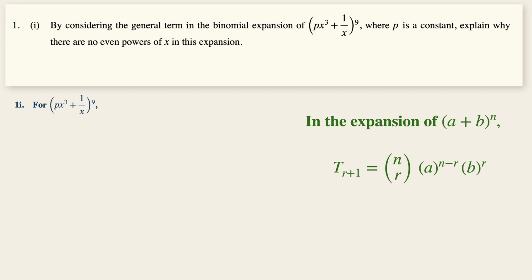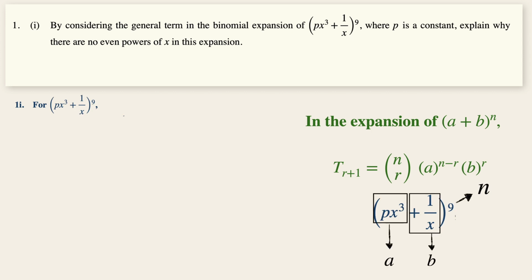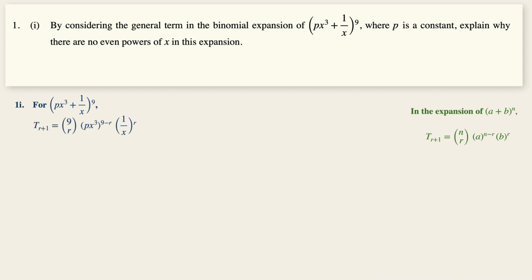For this expansion, we already have n and a and b identified, so the general term is as follows. Next, what we always want to do is to group all the powers of x together. But before that, let's remove all the fractions that you see and expand the expression, separating out the x terms in the process. So we will have nCr, p^(n-r), x^3 to the power of (n-r), x to the power of minus 1 to the power r.